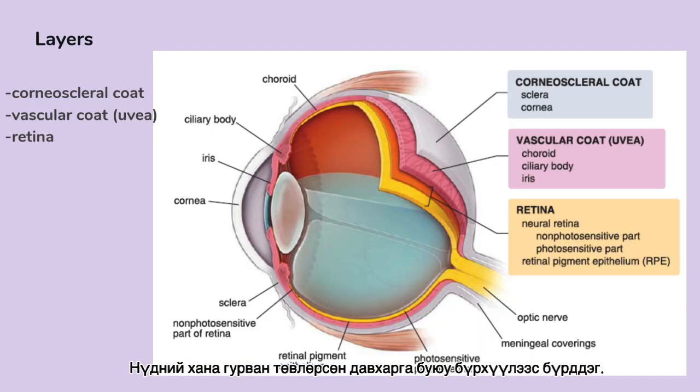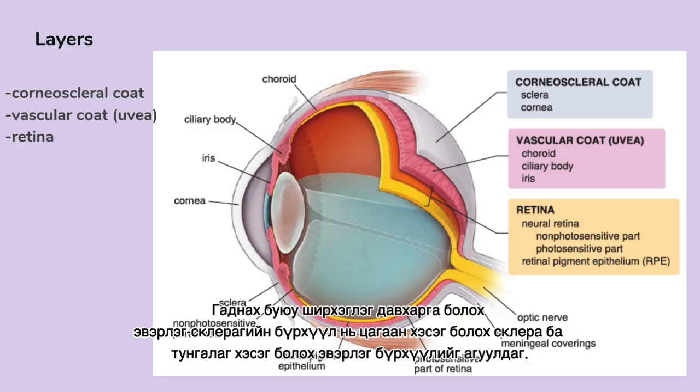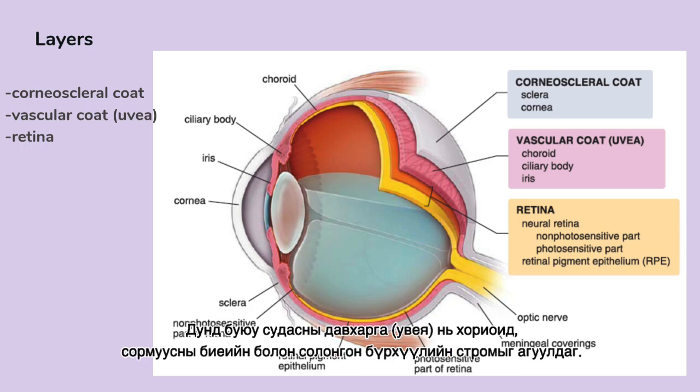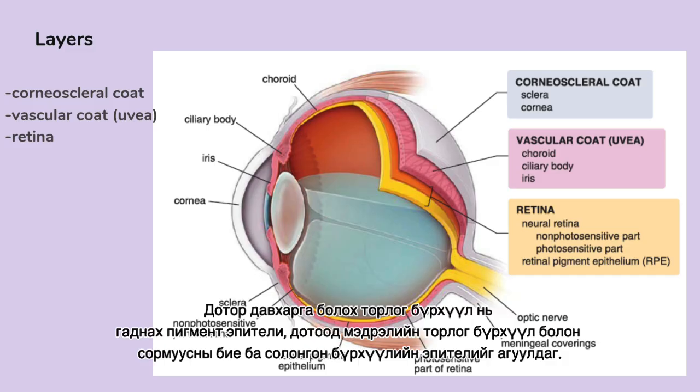As for the layers, our eye consists of 3 concentric layers, or coats as we call them. The first layer is the corneoscleral coat. This is the outer or fibrous layer that includes the sclera, the white portion, and the cornea, also the transparent portion. And the next layer is the vascular coat, also called the uvea. It's the middle layer and includes the choroid and the stroma of the ciliary body and iris. And the last part is the retina.